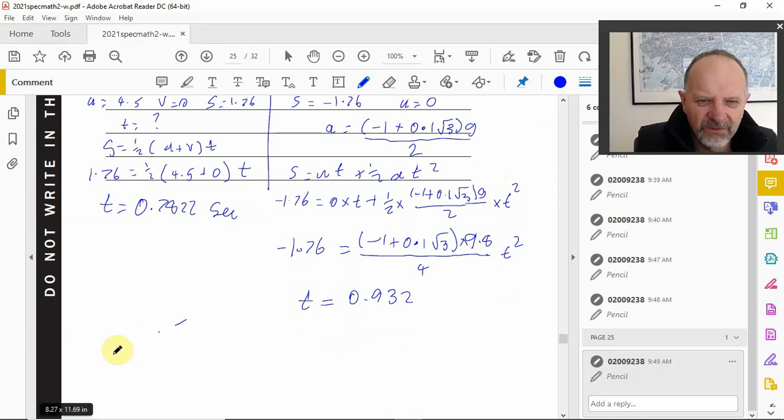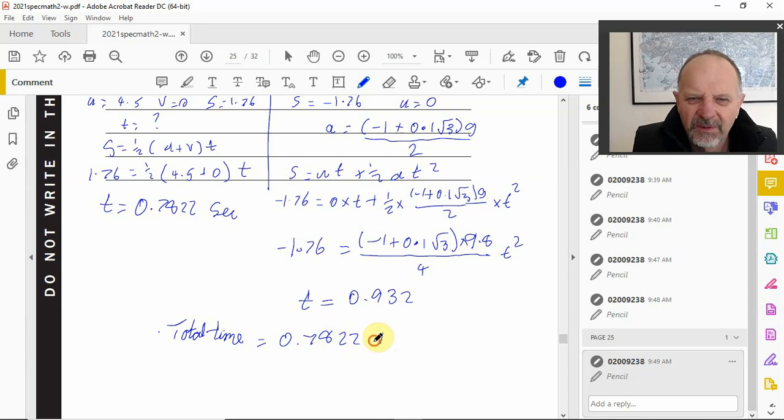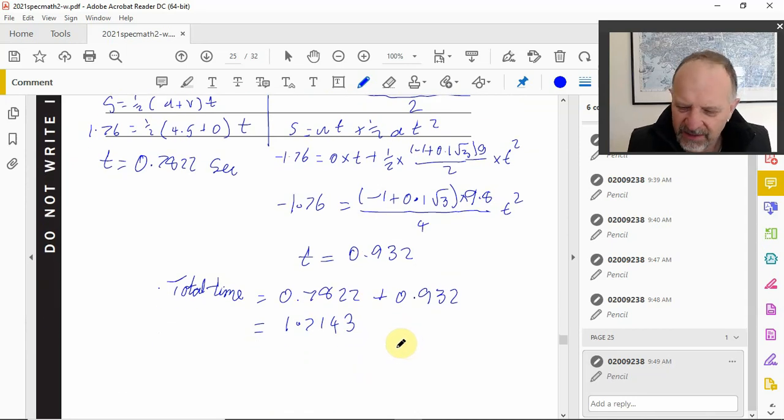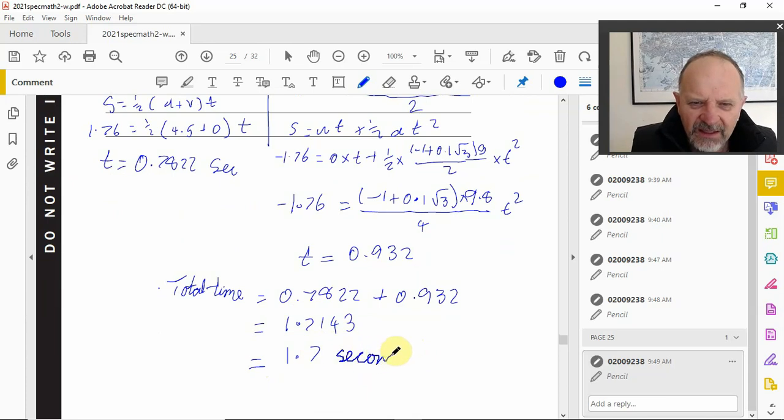And so now our total time is the 0.7822 plus the 0.932. And when we do that, what we end up with is 1.7143. And we were asked to the nearest tenth of a second. Yep, there it is. So to the nearest tenth of a second, it's 1.7 seconds.